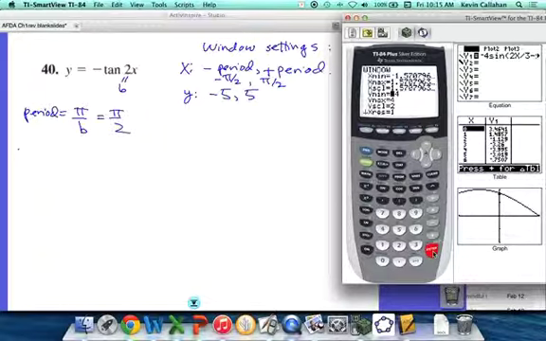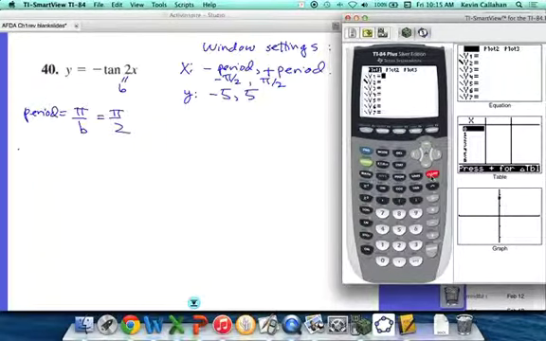And I'm going to leave that one alone. I'll go negative 5 to positive 5. And I'll put the function in, clear. Where I'm at, negative tan 2x. That was wrong, clear. Negative tan 2x. Graph.